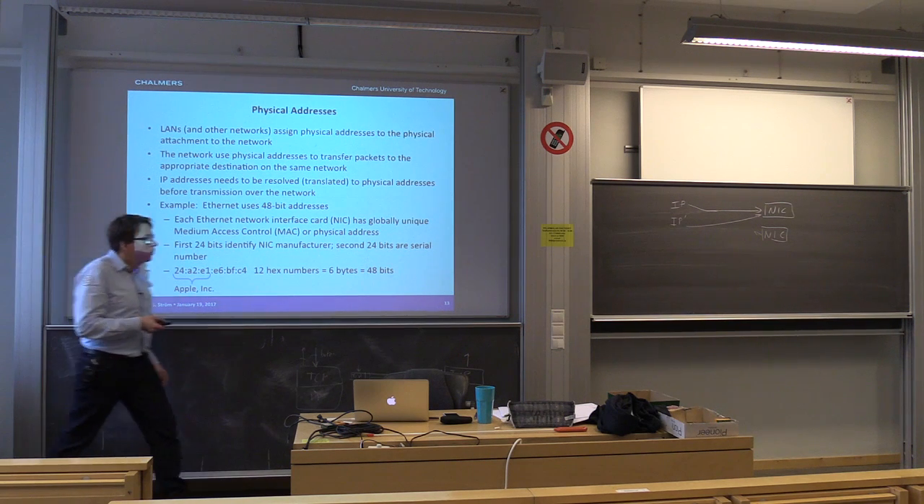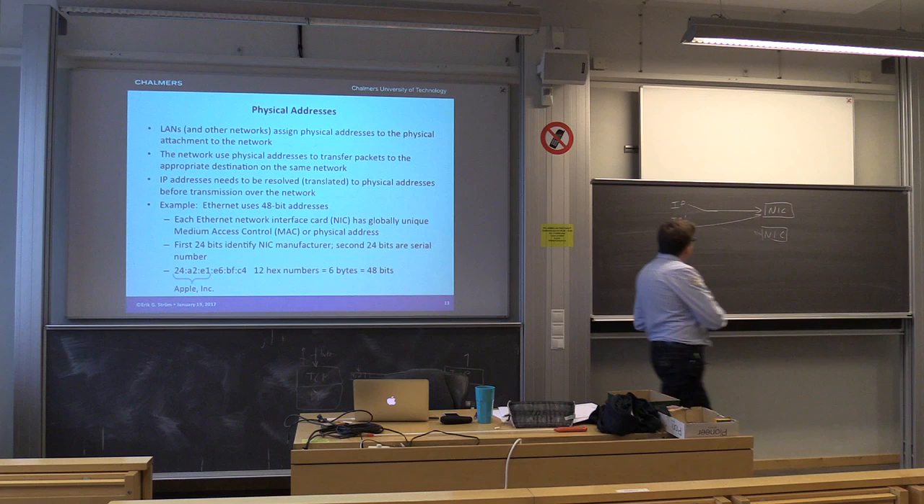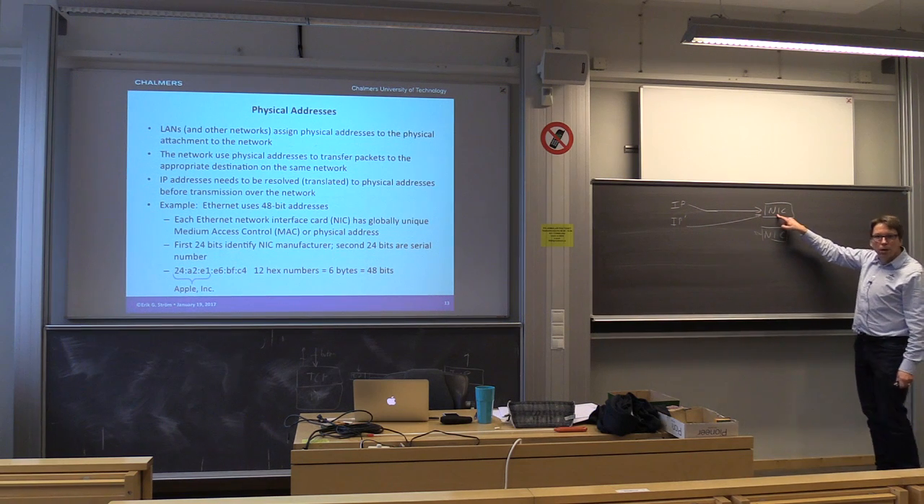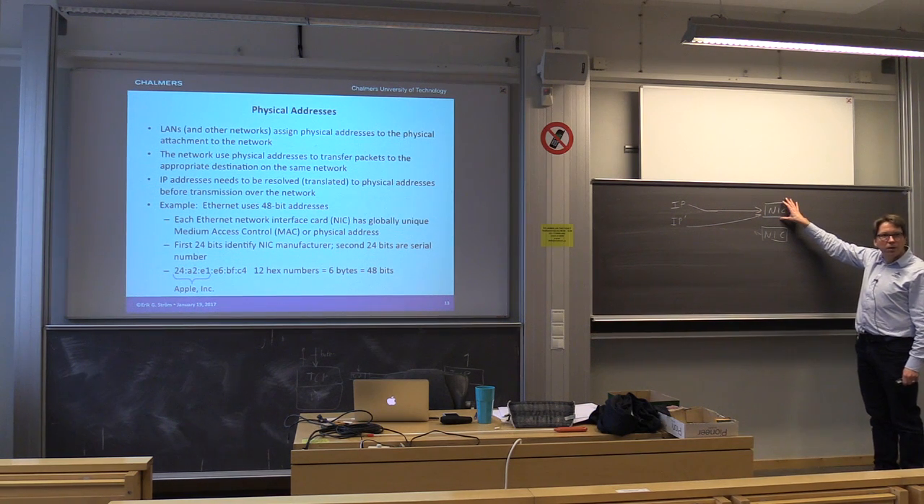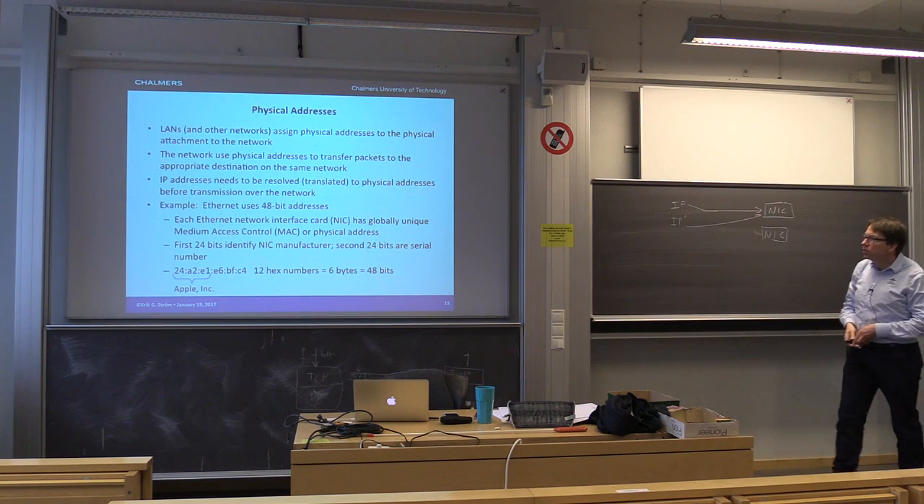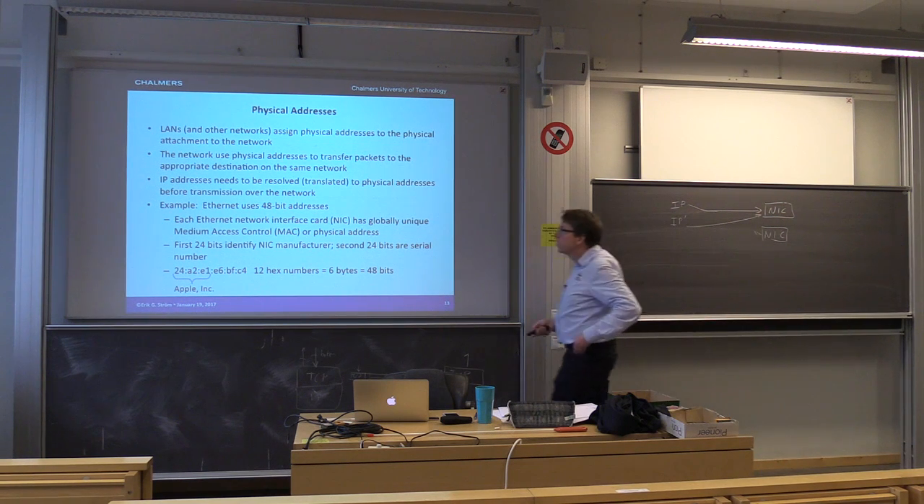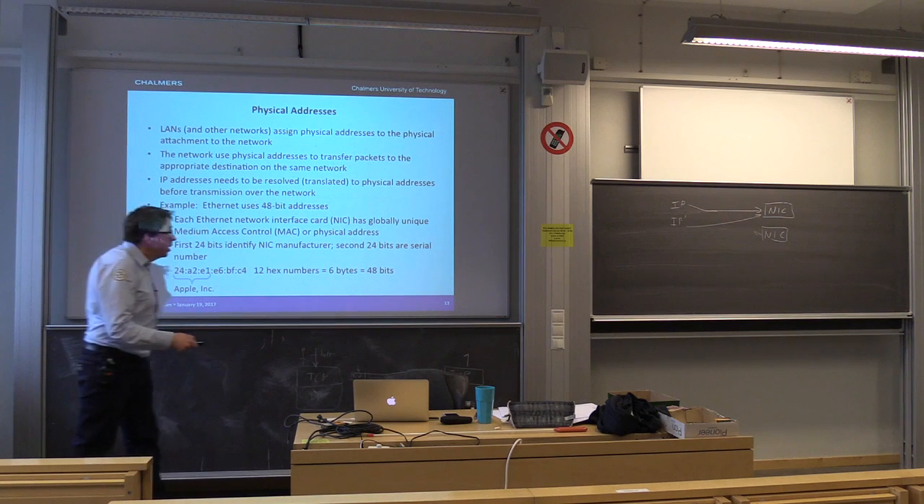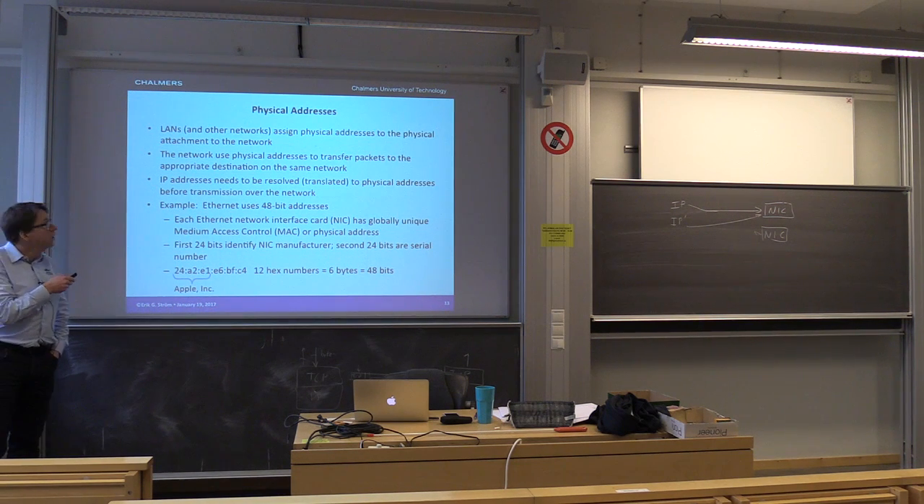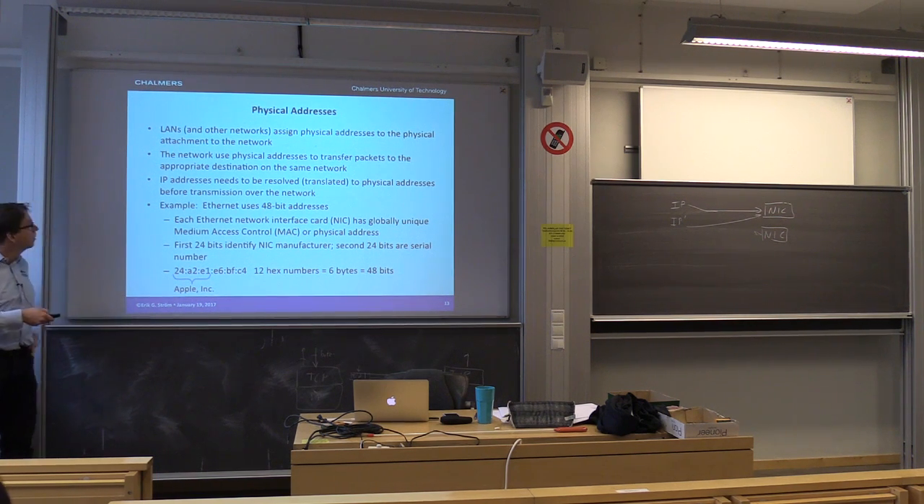So a network interface card here has an IP address that points to it, but it also has a physical address which is valid for the local network it's connected to. Okay. So a NIC, network interface card, has a physical address also. So if one has a LAN, a local area network, or some other type of network, there are typically physical addresses for all the physical attachments or network interface cards which are connected to that network, either physically or logically.